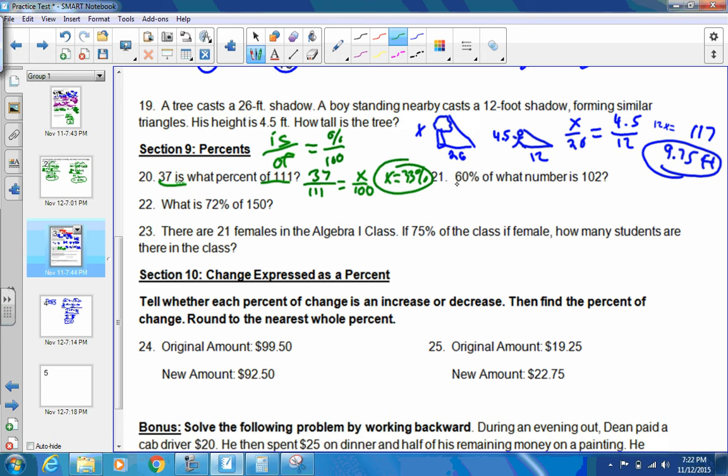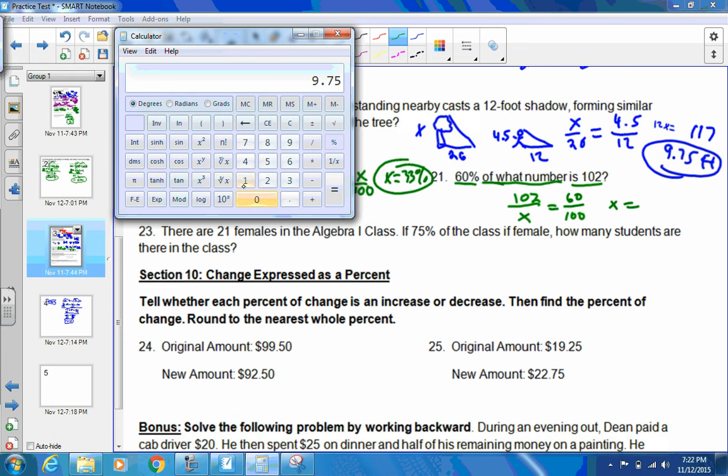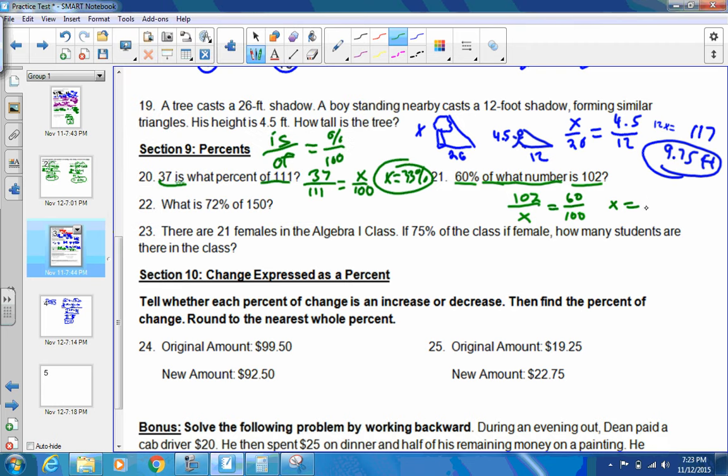Number 21, we have the percent. And we're missing a number that would be of, so we have the is. So 102 over of, which is x, is equal to 60 over 100. When you solve this one, I could be wrong, but I think it's 150. Let me check. Oh, 170. It is 170. That makes sense. So the number that we're looking for is 170.